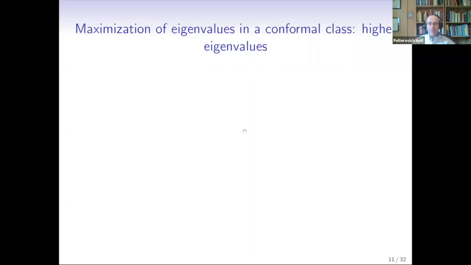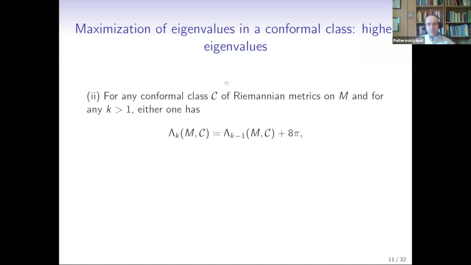Now for higher eigenvalues, the situation is different. There is a new phenomenon going on. In fact, for higher eigenvalues, you have a dichotomy. For any conformal class and for any k, you either have that the maximal value of the kth eigenvalue is equal to the maximal value for the (k minus 1)st eigenvalue in this conformal class plus 8 pi. And in this 8 pi, you may recognize the 8 pi that appeared already in Hersch's theorem.